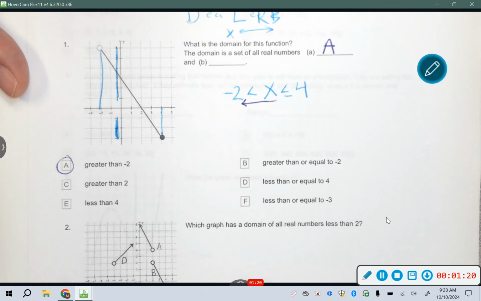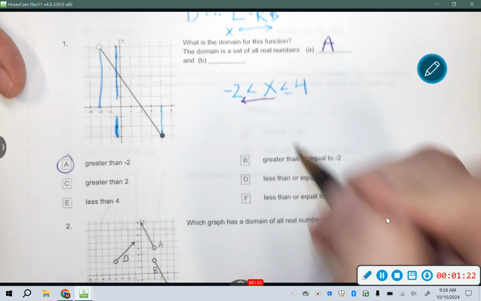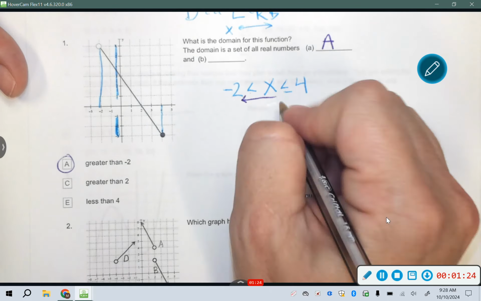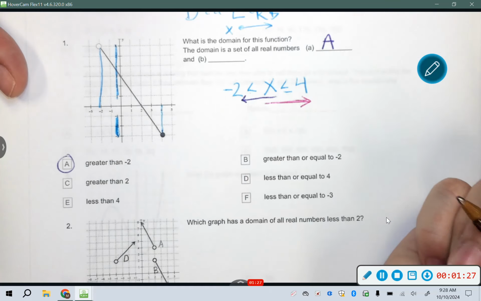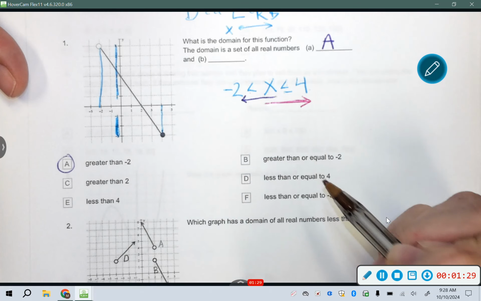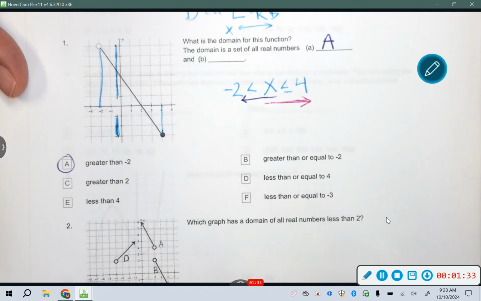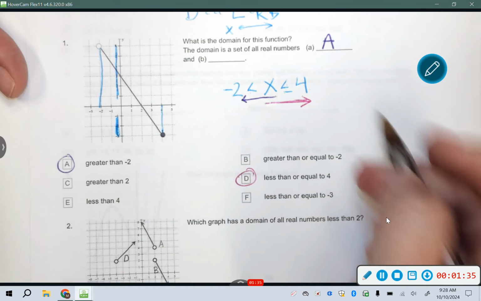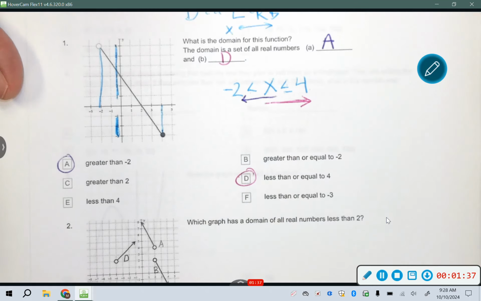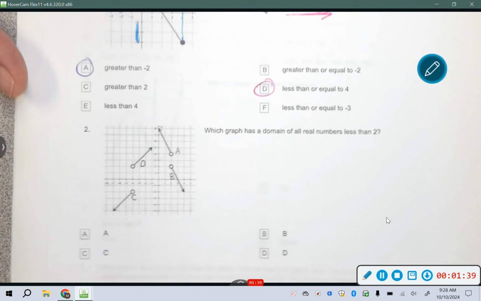Then we're going to read it from x to 4. So x is less than or equal to 4, because it's eating the 4, 4 is bigger, so x is smaller. x is less than or equal to 4, so less than or equal to 4 is D, which is here. Okay, look at number 2.